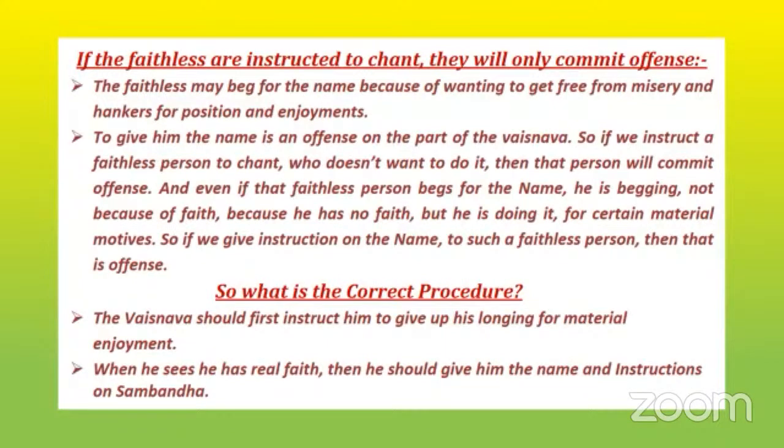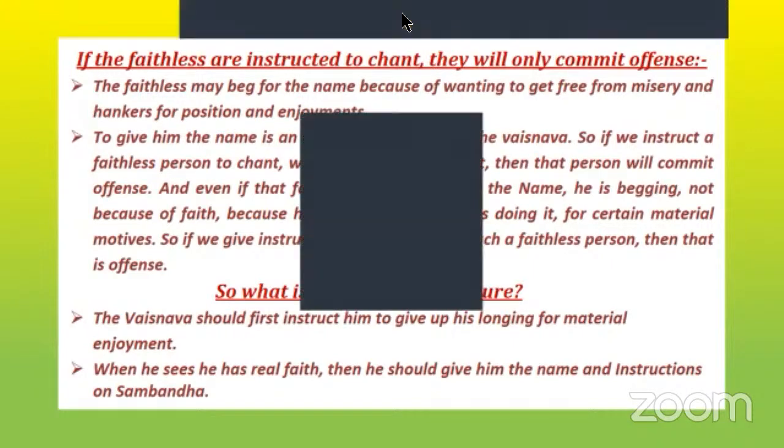Just to come out of their present problems, they are begging and taking the name, thinking that whatever chanting they are doing, this name will free me from my sufferings. Very cheatingly, in their inner core, they will think like this. That's how these faithless persons are cheating Nama Prabhu. To give him the name is an offense on the part of a Vaishnava. But the distressed is one of the four types who approach Krishna, right?